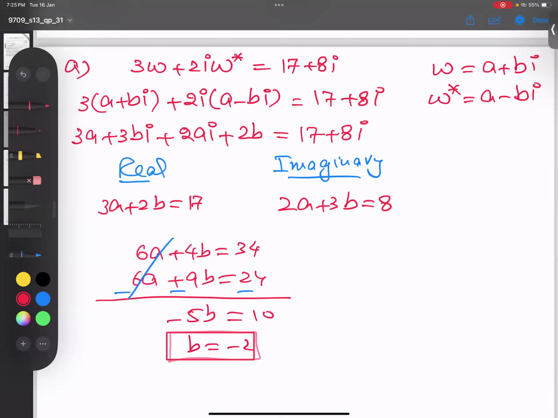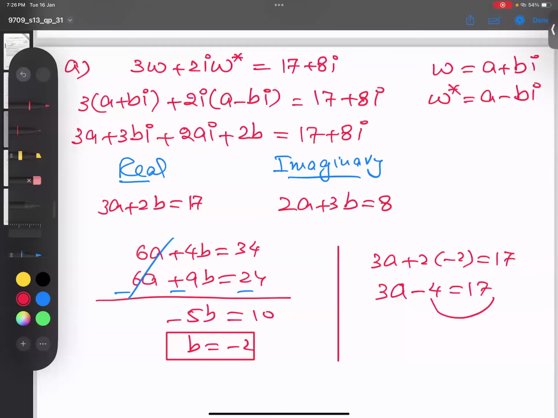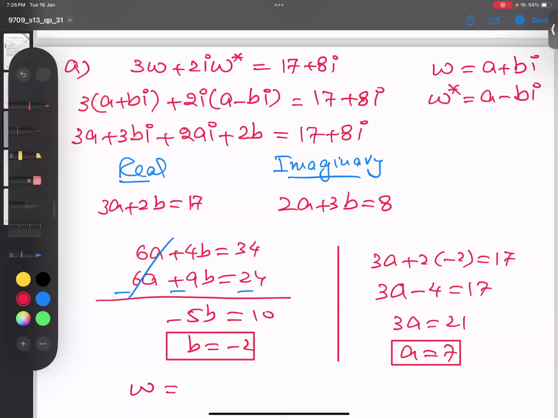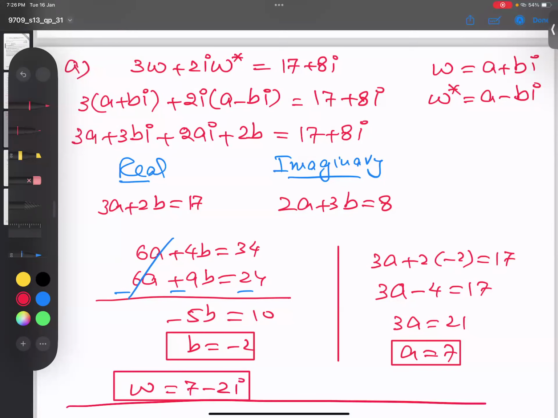Alhamdulillah. Now this b value can be plugged into any one equation. So I plug into this one: 3a + 2b = 17, so 3a − 4 = 17. It goes there and becomes 21, and dividing by 3, I got a = 7. Both values I will plug back in, so w = 7 − 2i. So what was he asking us?